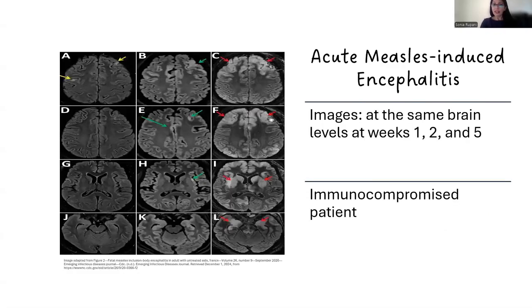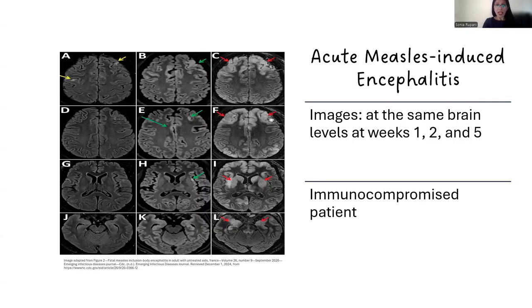This is a case of acute measles encephalitis in a patient. She was a 28-year-old immunocompromised patient. So again, it can happen to anybody. It's not just children. It can happen to any age group, especially individuals who are at risk, immunocompromised, or unvaccinated.